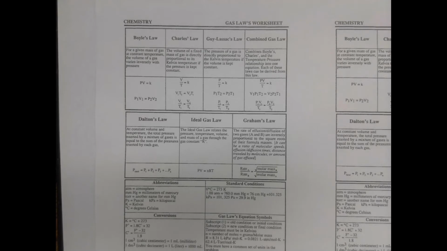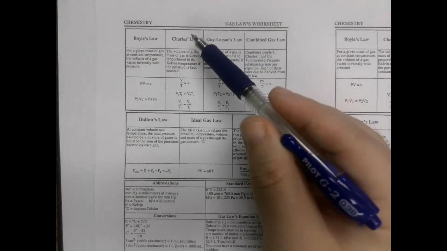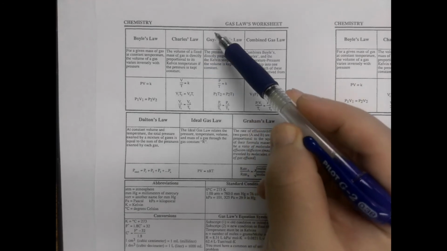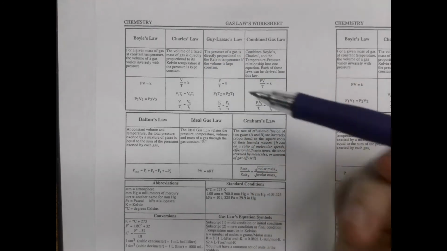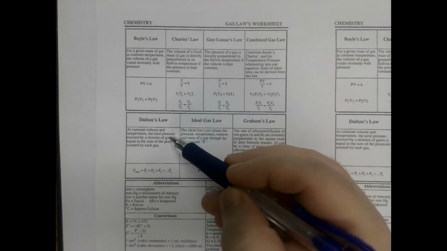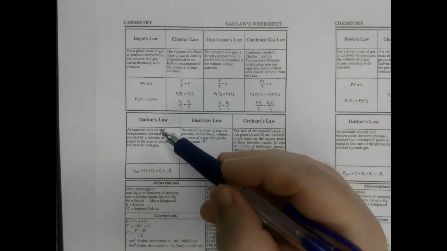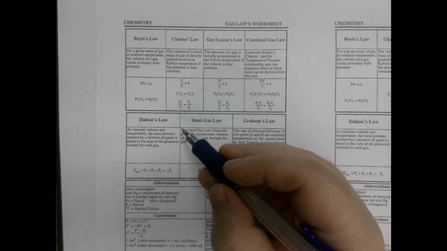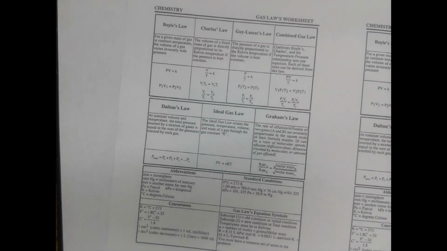So we've covered the first four laws: Boyle's, Charles' law, Gay-Lussac's, and the combined version of them. Let's go over Dalton's law. It's not in the PowerPoint, I don't think. At constant volume and temperature, the total pressure exerted by a mixture of gases is equal to the sum of the pressures exerted by each gas.